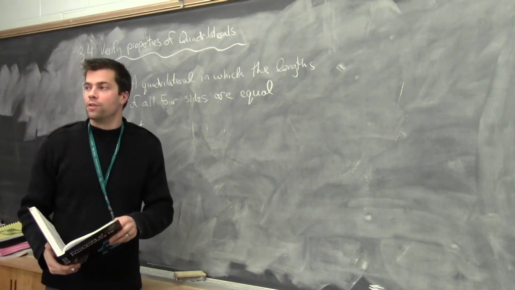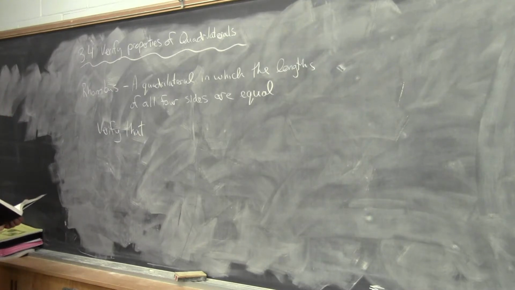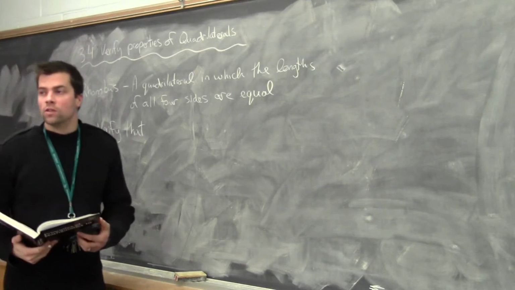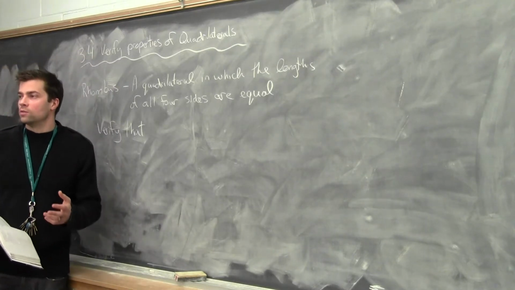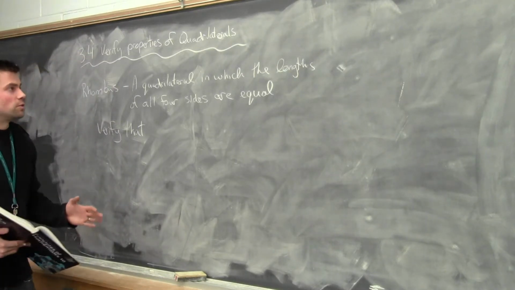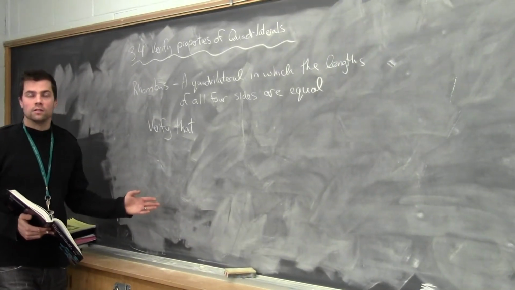All right, this is section 3.4. We are trying to verify properties of quadrilaterals. We talked about quadrilaterals yesterday. We talked about polygons. We talked about quadrilaterals. We talked about parallelograms. We defined all those things in the last lesson.